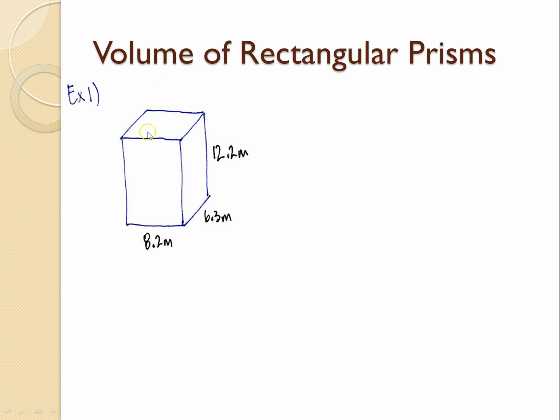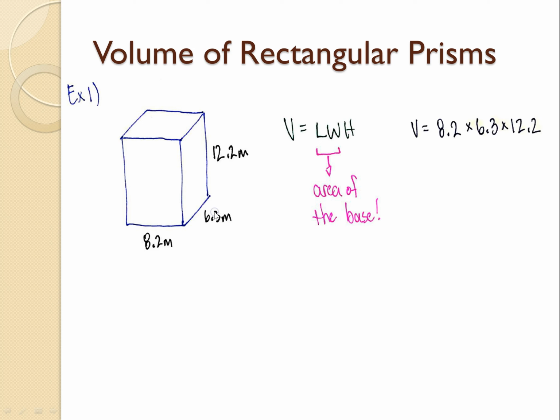Okay, cool. So the volume of a rectangular prism. I have this rectangular prism, 8.2 times 6.3 times 12.1. We know that volume is equal to length times width times height. I want to point something out that I might not have pointed out before, but I have a chance now. Length times width is the area of the base. So 8.2 times 6.3 is just the area of the base of that rectangular prism. And then we multiply the area of the base times the height, and that is our volume. So 8.2 times 6.3 times 12.2. Calculator time, 630.252 meters cubed.